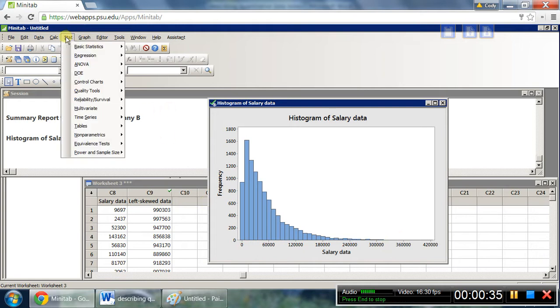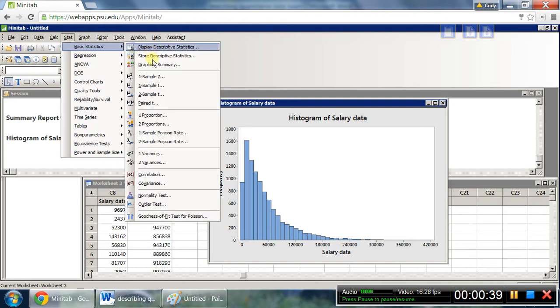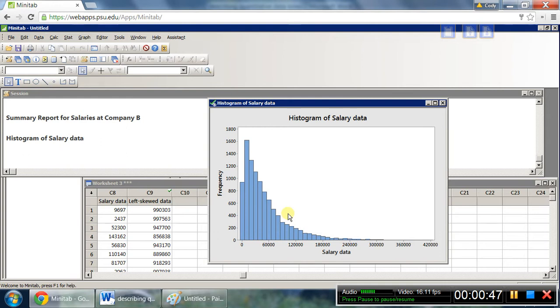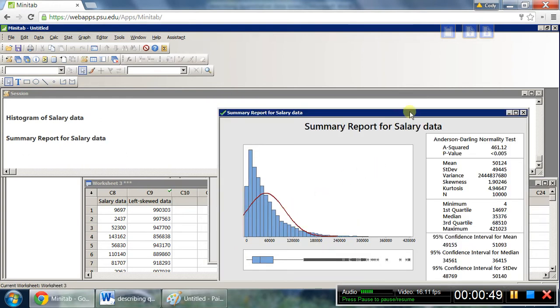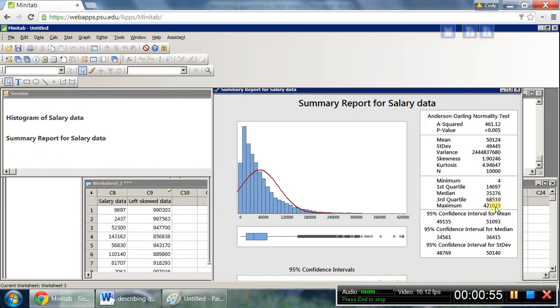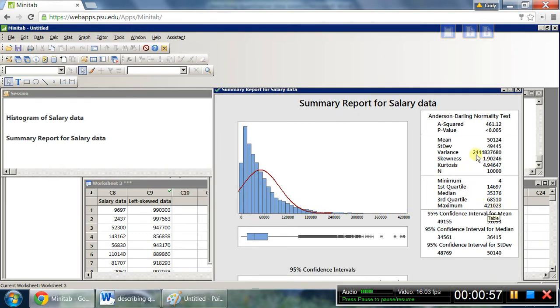I'm going to take a look here at a histogram using a different feature in Minitab, Stat, Basic Statistics, Graphical Summary, because I want to see what happens to the mean and the median in this case. So we'll see the data are right skewed. This means around 50,000, and the median here around 35,000. So in right skewed data, the mean is going to be larger than the median.